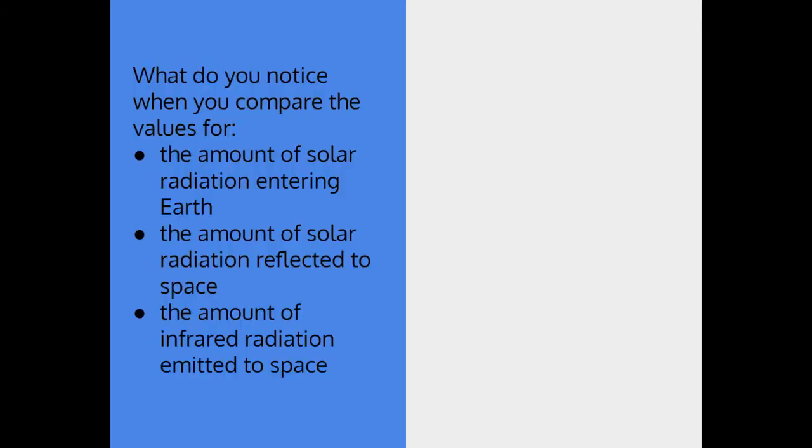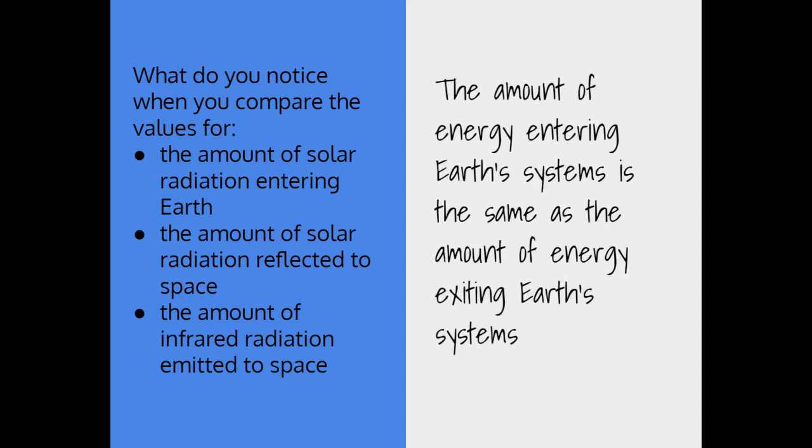So what do you notice when you compare the values for the amount of solar radiation entering Earth, which was 341 units, the amount of solar radiation that gets reflected back to space, which was 102 units, and the amount of infrared radiation that's emitted to space, that's 239 units. Hopefully you notice that the amount of energy entering Earth's system is the same as the amount of energy exiting Earth's system. Again, this is under ideal conditions.